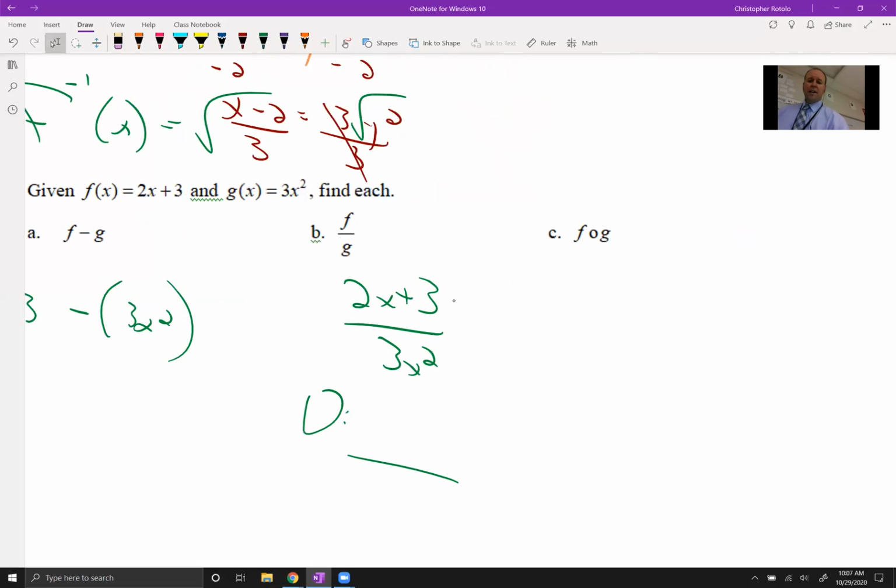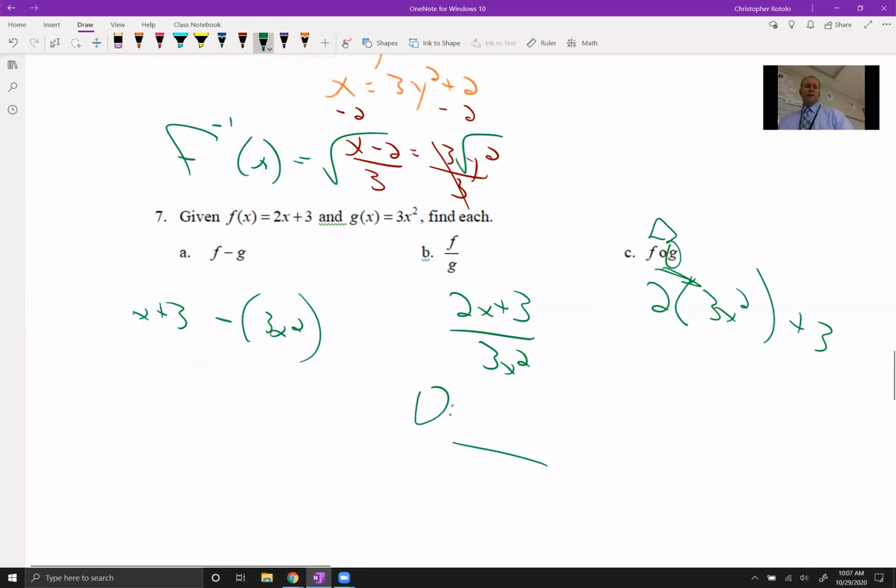All right, and in our last one, this one's open, so that does not mean multiply. That means I have to take g and substitute it in here. So 2, I want to put in 3x squared, and then plus 3 to finish out the function f of x. So we'll distribute, and then we won't have any like terms. Again, we could talk about domain, but we know it's quadratic, so there's not really much to do there.